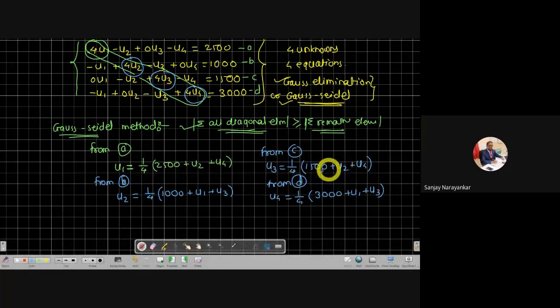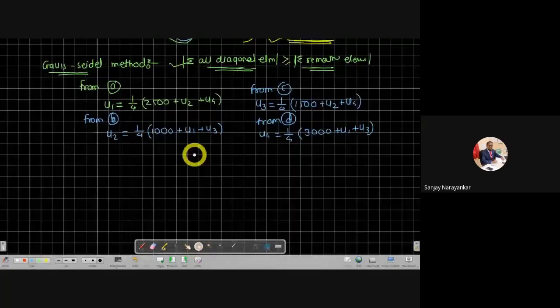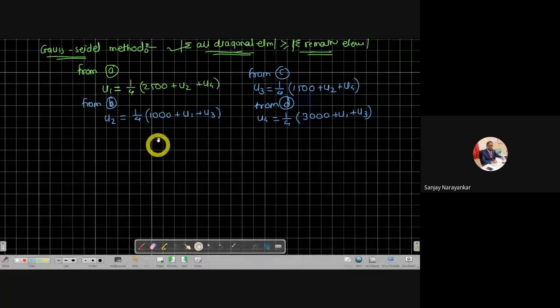So we got all these equations. Now we have to apply the Gauss-Seidel. How to apply this Gauss-Seidel? Tell me, students. Now we got all these 4 equations. We have to apply Gauss-Seidel. Tell me.